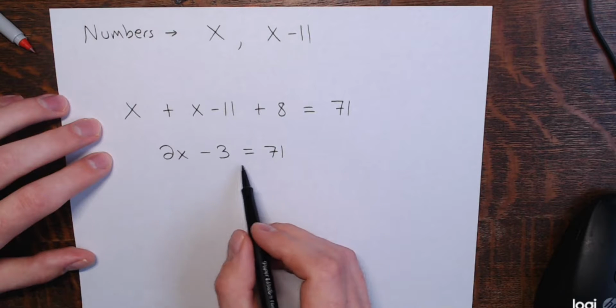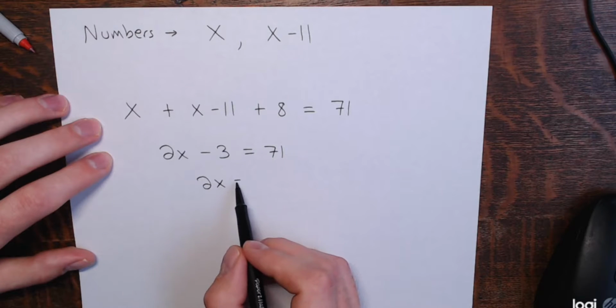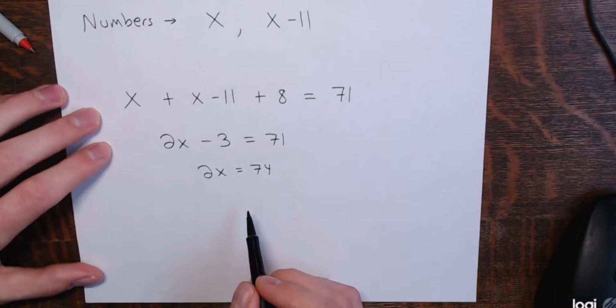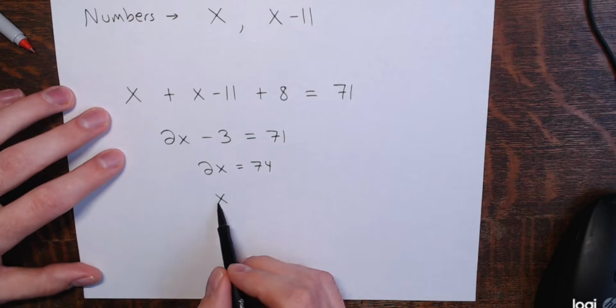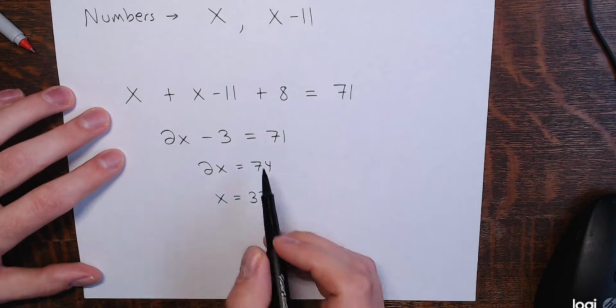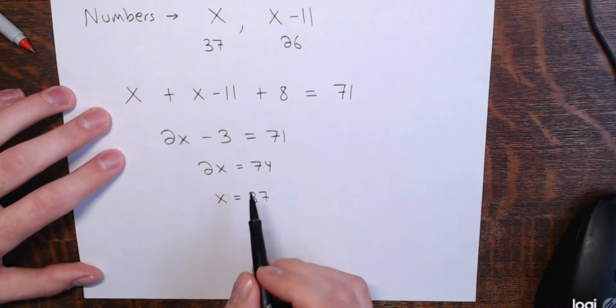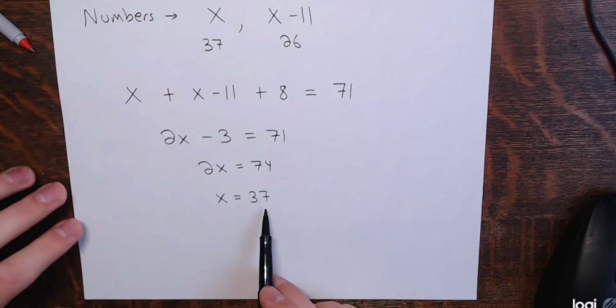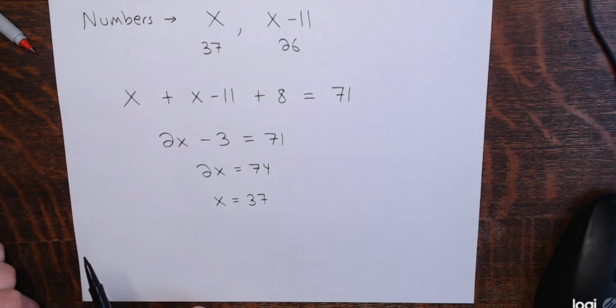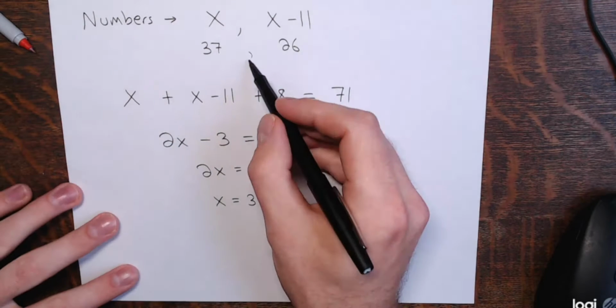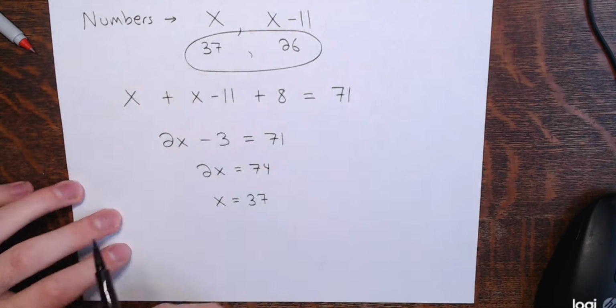Adding 3 to both sides, you get 2x equals 74. And then dividing by 2, x equals 37. All right, so one of these numbers is 37. The other one's got to be 26 then. If I called one of them x and x is 37, the other one I called x minus 11, so I'm subtracting 11 from that for 26. And there you go, those are what they want.